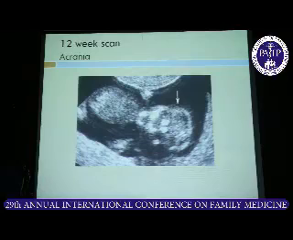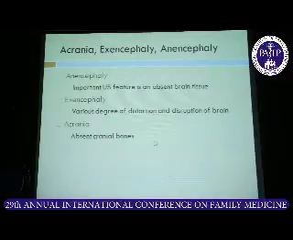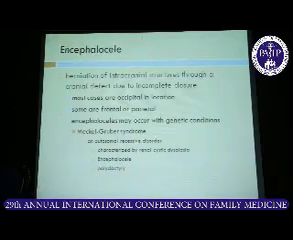Similarly, on a 12-week scan, acrania. What is acrania? When the cranial bones are not ossified and not developed, and the brain is just there. If you compare it with this picture, it is the same axis. Frontal bones are echogenic, they are visible at 12 weeks, and here at 12 weeks there are no frontal bones.